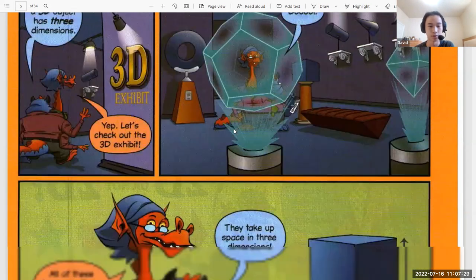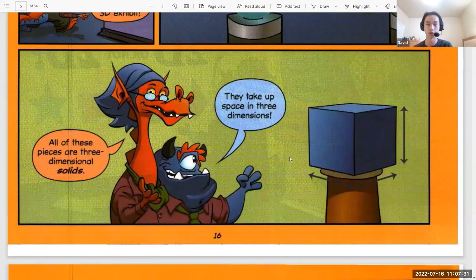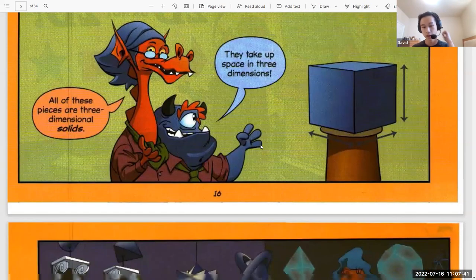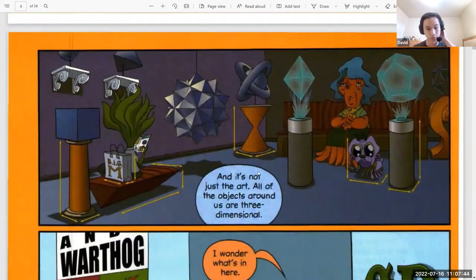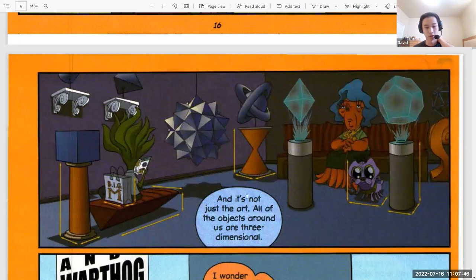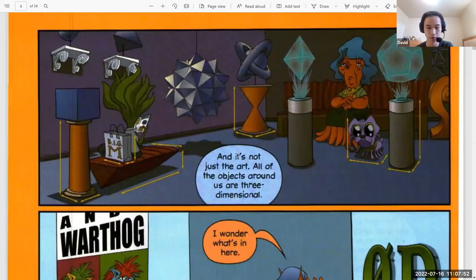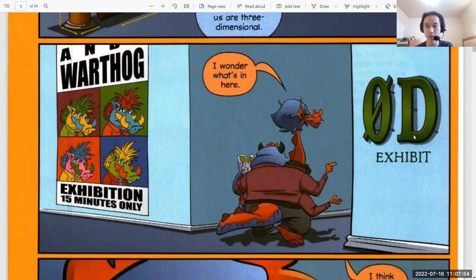Now you have three dimensional solids. They usually have a length, a width, and a height. So depth is sort of the new third dimension that we're looking at. And it's not just the art, is what they're saying here. All the objects around us are three-dimensional, which is kind of what I just mentioned. Right. So I wonder what's in here.